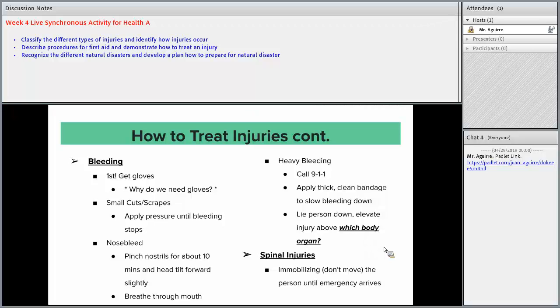Now with small cuts and scrapes, you want to apply pressure until bleeding stops. Make sure you compress it. It clogs up, stops bleeding. You don't want to lose a lot.